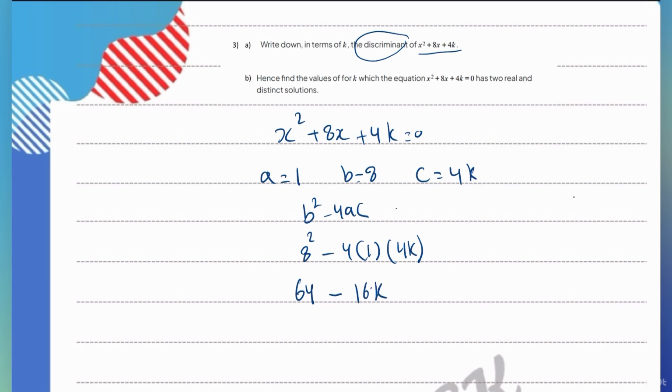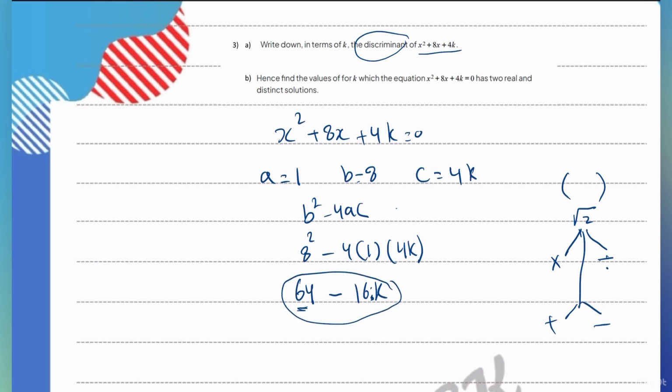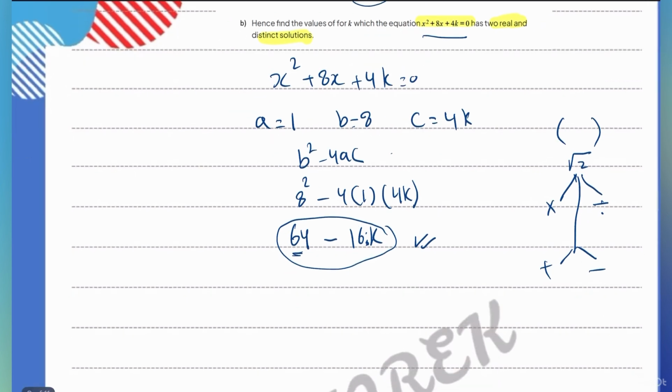And remember the order of operations: we do brackets first, what is inside the brackets, then roots and powers, then multiply and divide, and the last operations are plus and minus. So for that reason, I will not ask you to subtract 64 minus 16, because this is multiplication here. So this is your final answer.